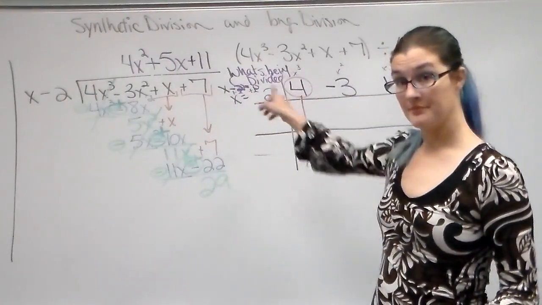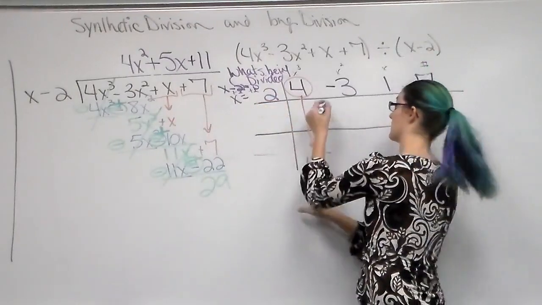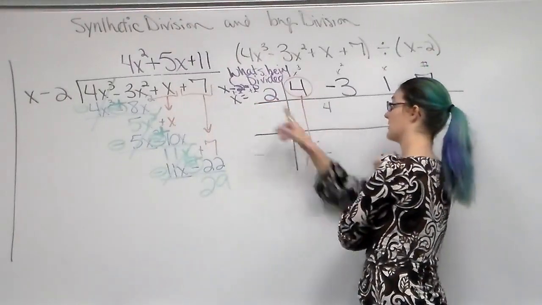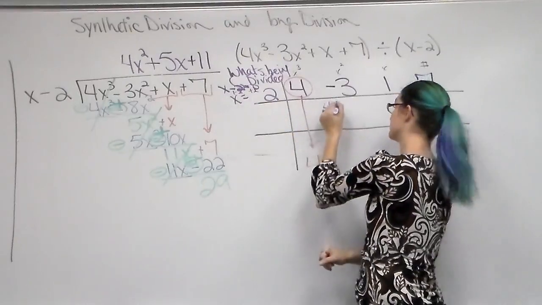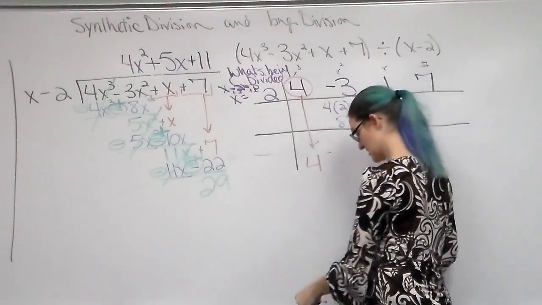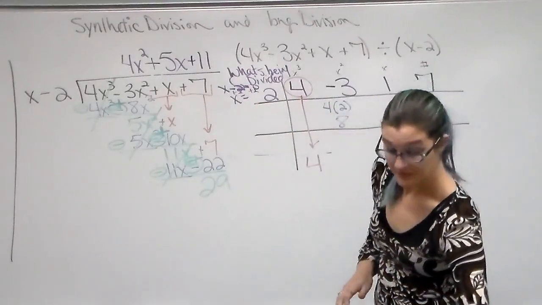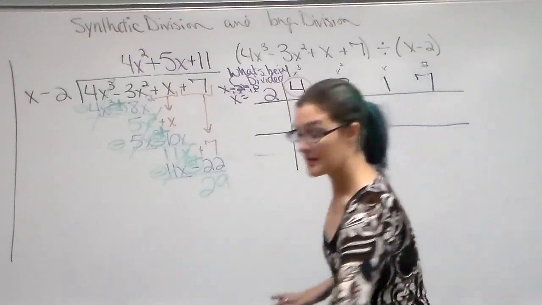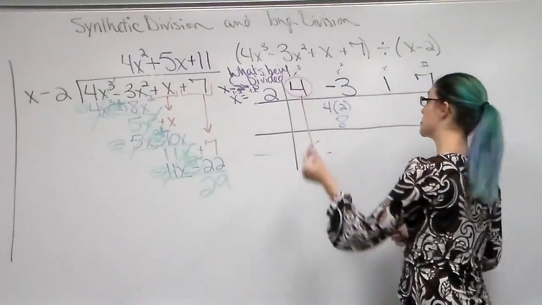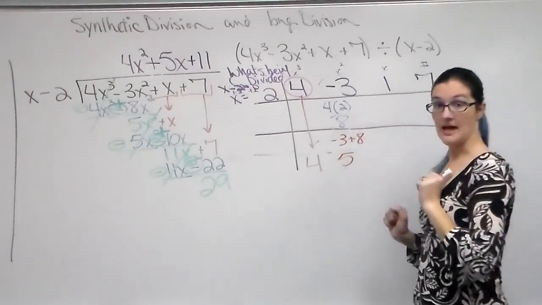Next step, you're going to multiply very bottom by the outside. So I'm going to do 4 times 2. That gives me 8. Okay. Next step, it seems very random. That's okay. Next step is you're going to add plus 8. That gives us 5.